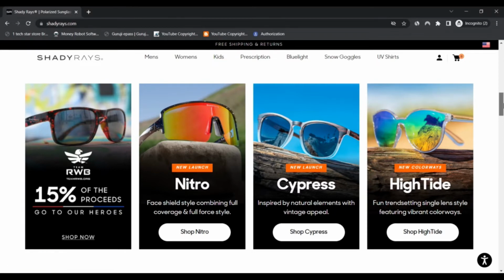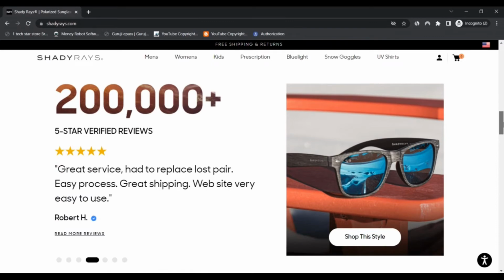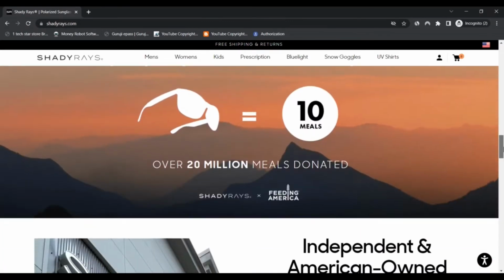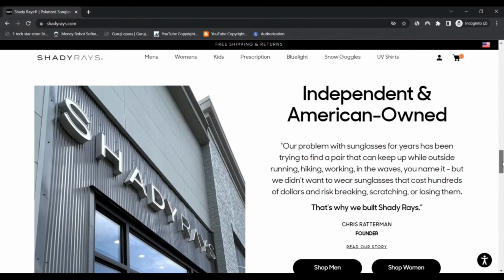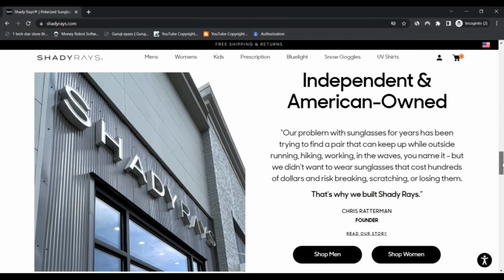Shadyrays is an independent American company founded by Chris Retten. It focuses on offering quality sunglasses with express shipping and a lifetime guarantee.